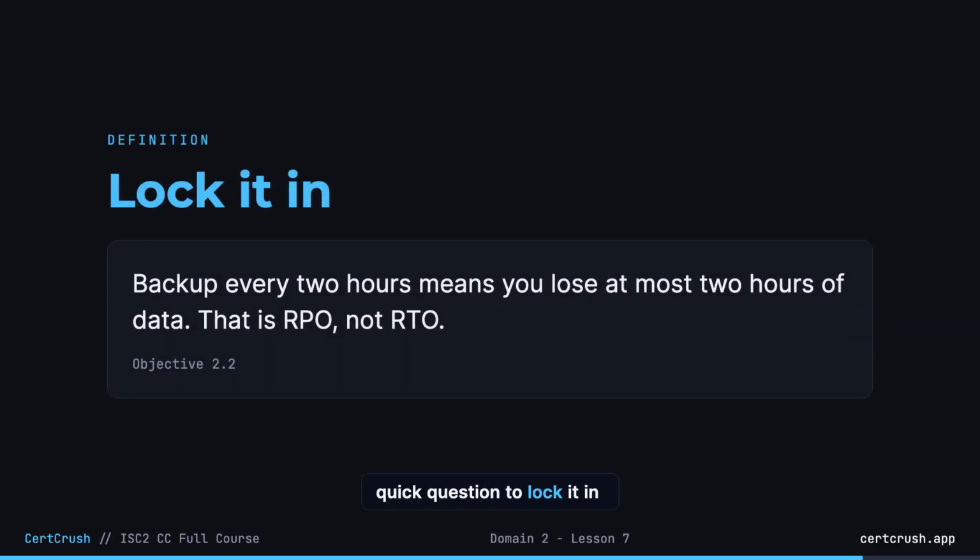One quick question to lock it in. A backup runs every 2 hours, so at worst, you would lose 2 hours of data. Is that describing RTO or RPO? Say it out loud. RPO. It is about how much data you lose, measured back to the last backup. How long you were down would have been RTO. If BC and DR finally sit in separate boxes in your head, that was the whole job of this lesson.